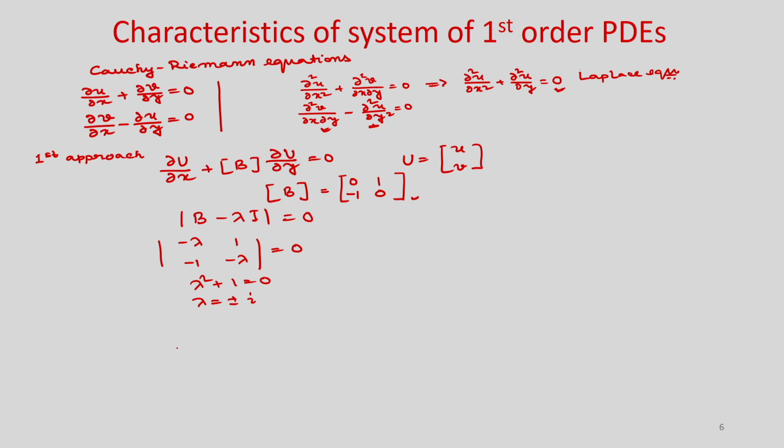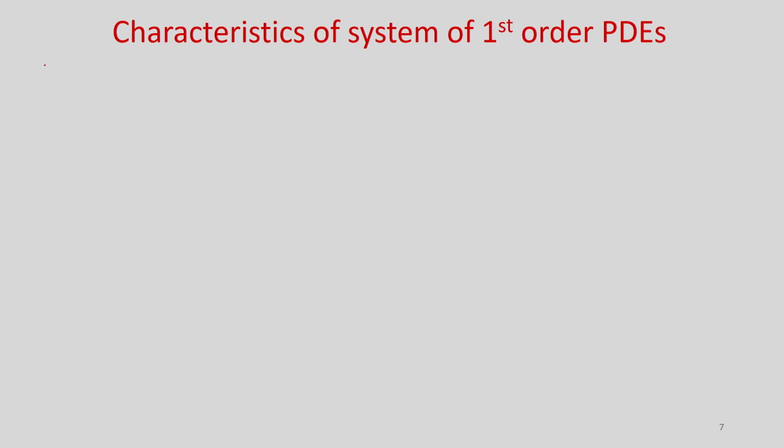Okay. So, now we can see that the eigenvalues are complex. So, obviously, the set of equations is elliptic in nature. Okay. The second method, if you use it, then you can see how you can find it. So, the second method or second approach, whatever you have learned today.